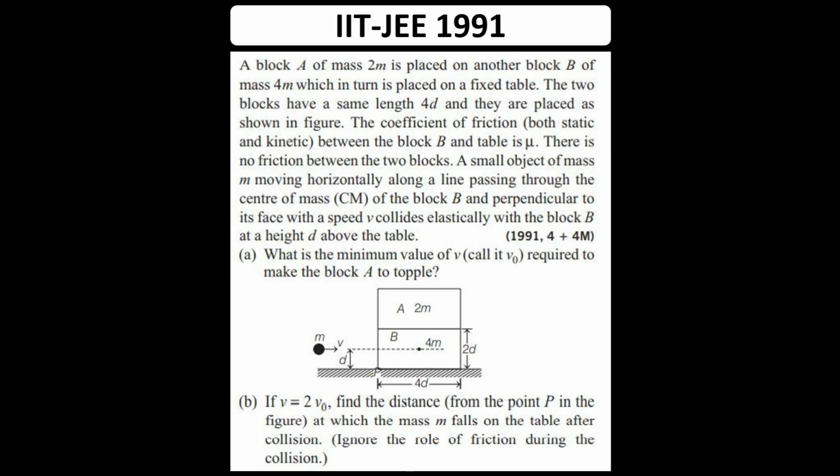There is no friction between the two blocks. A small object of mass m moving horizontally along a line passing through the center of mass of block B and perpendicular to its face, with a velocity v, collides elastically with block B at a height d above the table. Part A: what is the minimum value of v, call it v naught, required to make block A topple? Part B: if v is equal to 0, find the distance from point P in the figure at which the mass m falls on the table after collision.